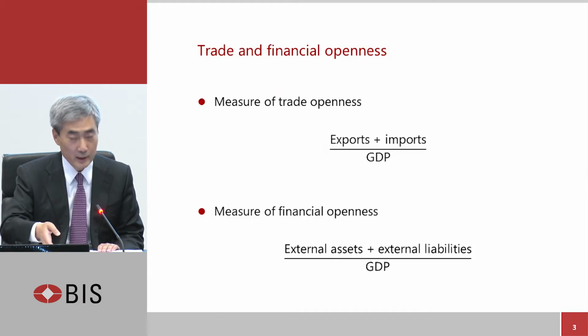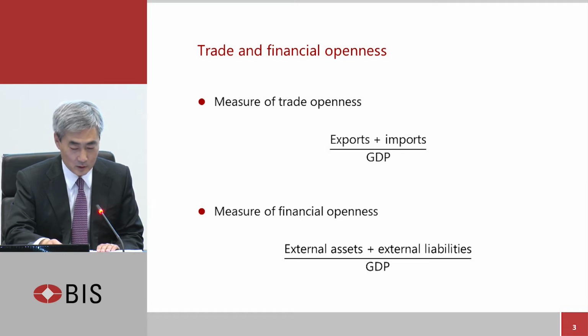To begin with, let's review some facts. Suppose we define trade openness as the sum of exports plus imports over GDP, and measure financial openness as the sum of external assets and external liabilities over GDP. Now, there's a question about whether these are the right measures of real and financial openness, but we can come back to this later.